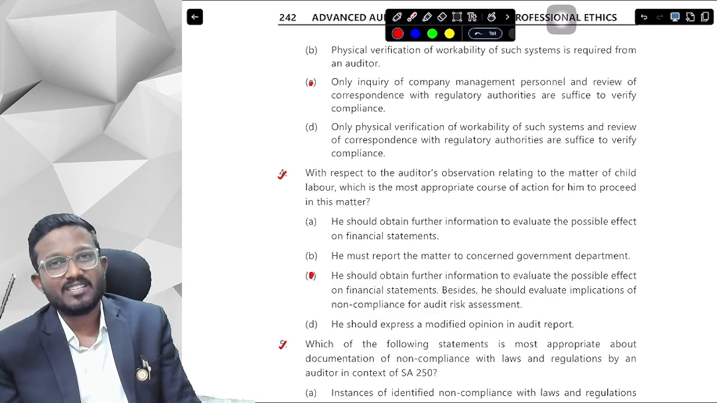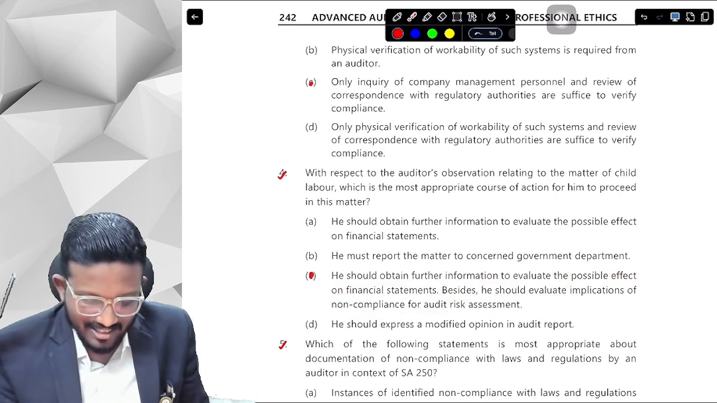Whether our risk is more in this particular case, we need to assess this. Okay, yes sir, so this is your correct answer.